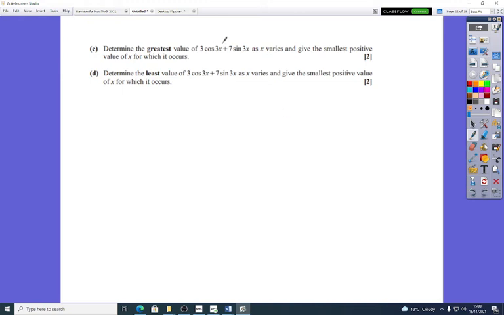Let's take this back from what this was. So that was root 58, and that was cos 3x minus 1.17, I think. So it goes here, determine the greatest value of that as x varies and the smallest positive value of x.